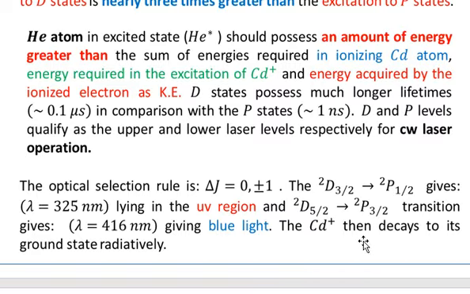The cadmium ion then decays to its ground state radiatively, because the lifetime of the p states is very low, of the order of nanoseconds. So the lower p levels will decay to the ground cadmium states very quickly. So the lasing process can be achieved between the d states and the p states, which we have indicated through these two transitions.